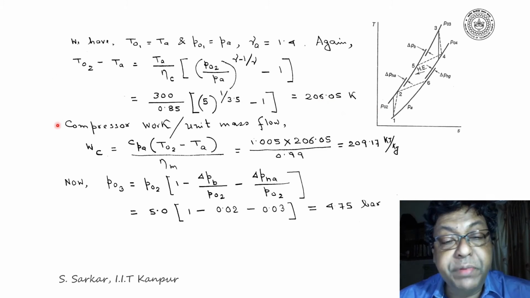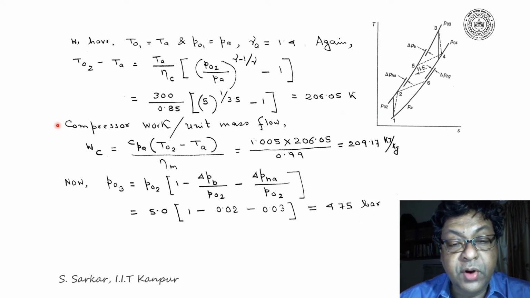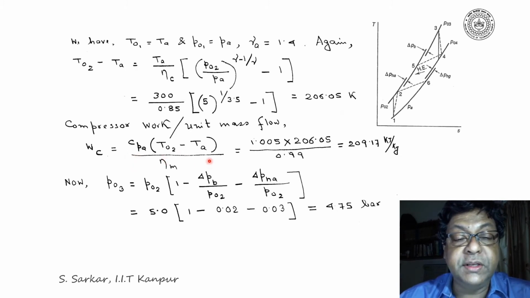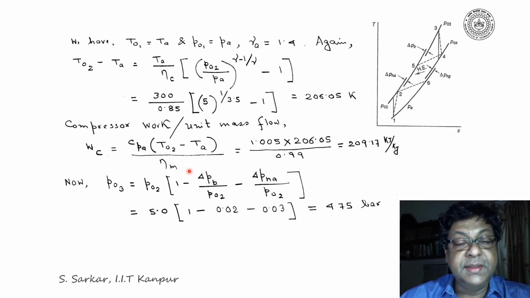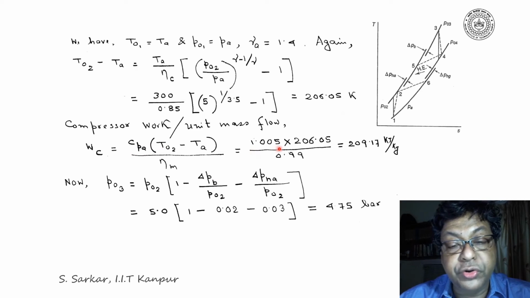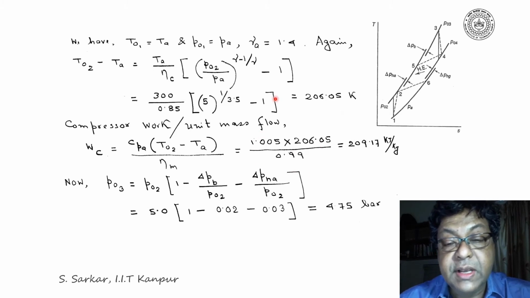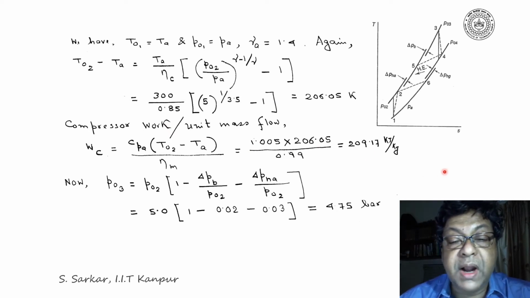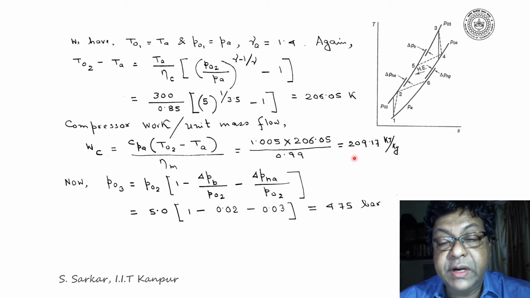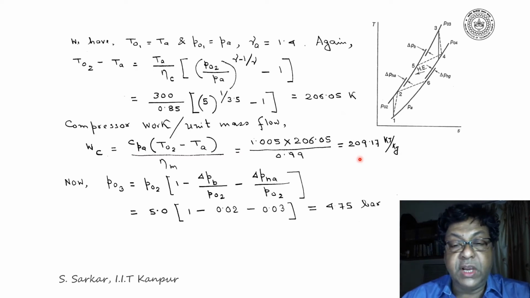Now, the compressor work per unit mass flow of air would be WC equal to CPA times T02 minus T0A divided by eta M. Here, the mechanical efficiency is given as 0.99. So we know CPA is equal to 1.005, and T02 minus T0A, just calculated, is 206.05, divided by the mechanical efficiency 0.99. If you do this calculation, it would be equal to 209.17 kilojoule per kg. Thus, WC I have calculated as 209.17 kilojoule per kg.